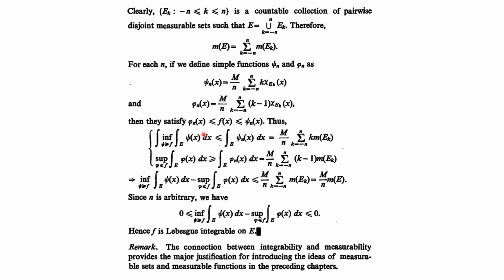Now just see, as in the previous slide, we have defined the sets Ek, which is nothing but the set of all those x belonging to E where f(x) is lying between m by n times k and m by n times k minus 1. So from here we have chosen these simple functions. Okay, so we choose psi n as this much and phi n as this much. So clearly our f(x) is lying between phi n and psi n.